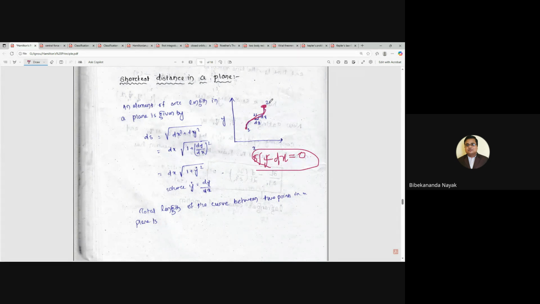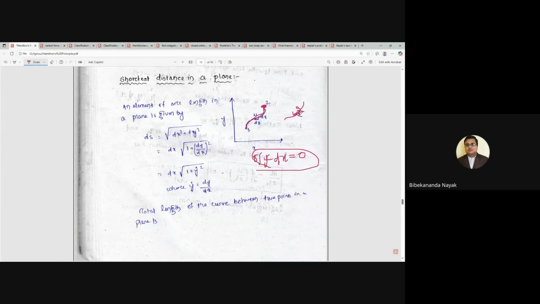So what is this total path? I have a total path given. Let's say consider simply this path between 2 points, let's say a to b. Then I integrate over the whole length, and I get the total path. What is this? This is a line integral, small line.